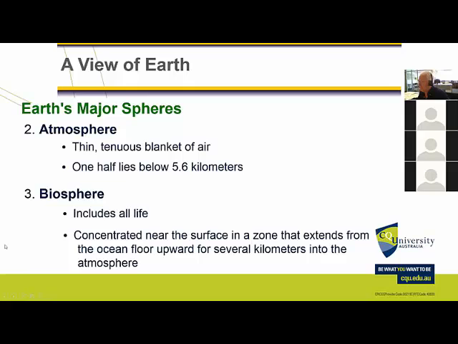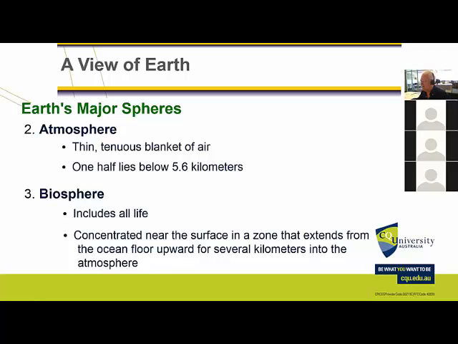The other spheres, atmosphere. Okay, something we don't think about a lot. The thin, tenuous blanket of air, basically split into half, 5.6 kilometres above the Earth. We have the upper atmosphere. Below that, we've got the lower atmosphere. Go figure. Who knew that? The atmosphere has actually got 2 parts. Wow. What can we do about that? How can we explore that?